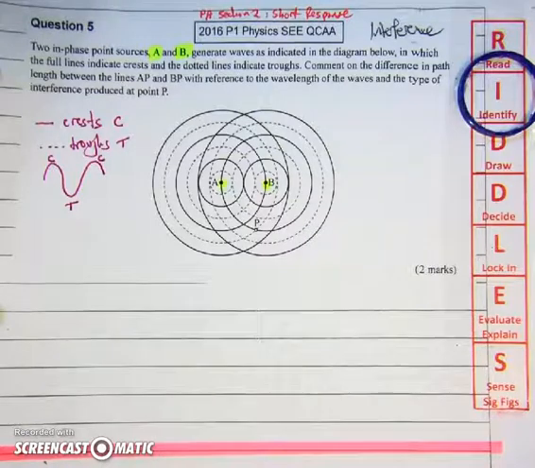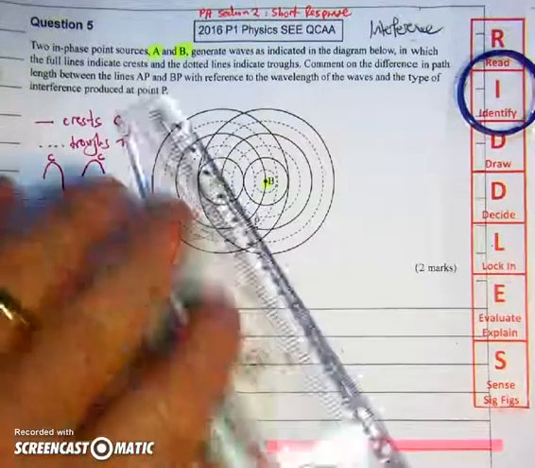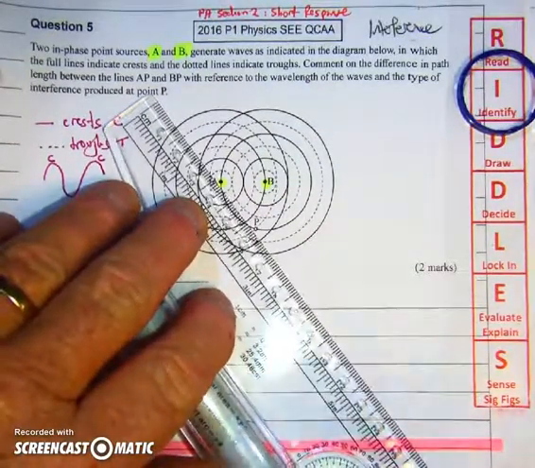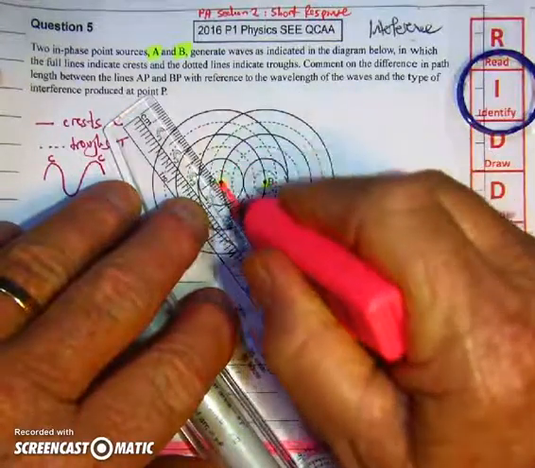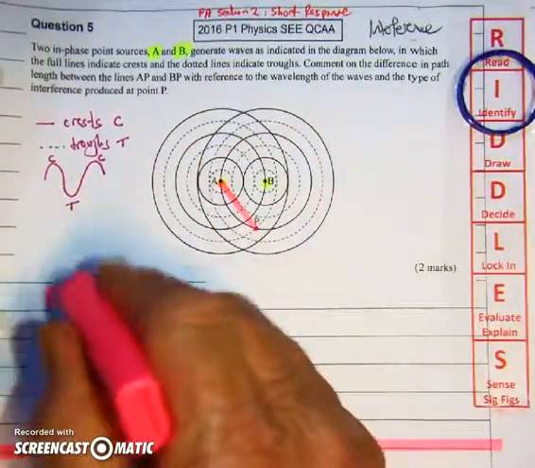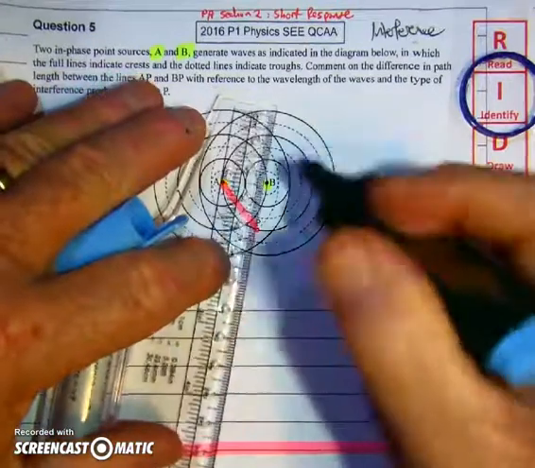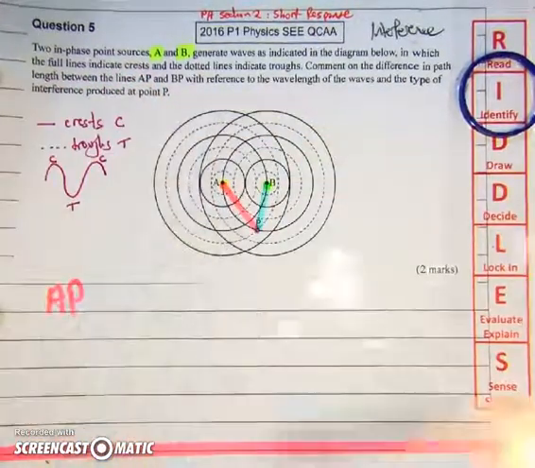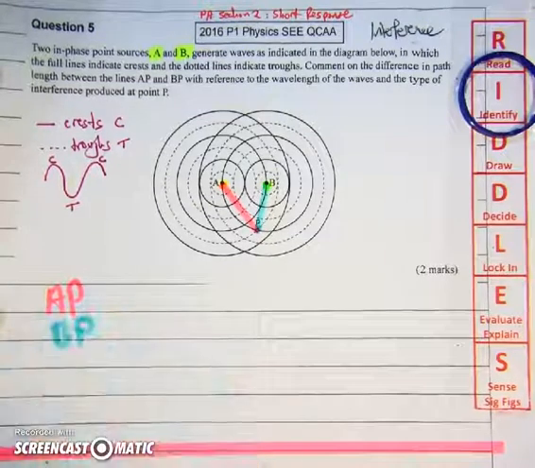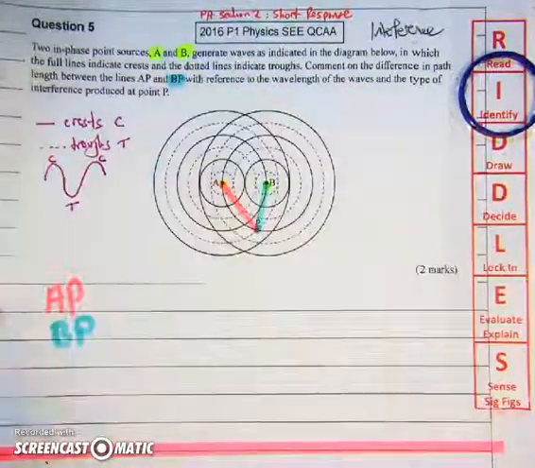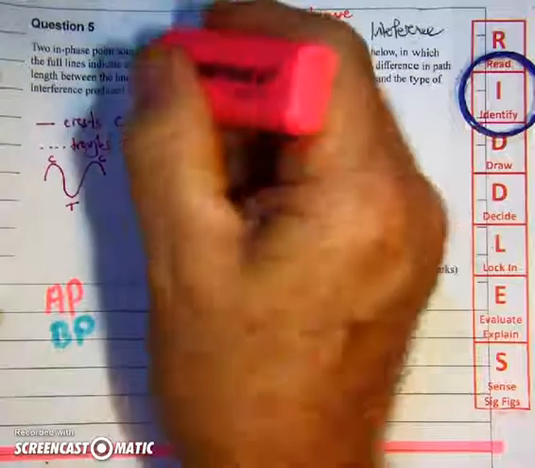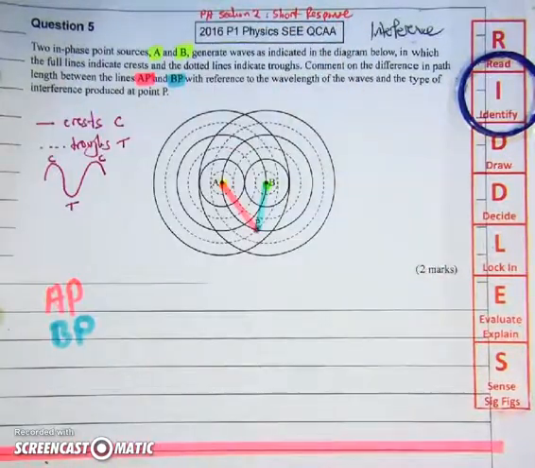We comment on the difference in path length between the lines AP and BP. So it's important that we identify the line AP. So we have the line AP as marked, and we have the line BP. And we have the line BP as marked. So there we have line BP, and here we have line AP. Now we want to talk about these lines with reference to the wavelengths of the waves and the type of interference produced at point P.